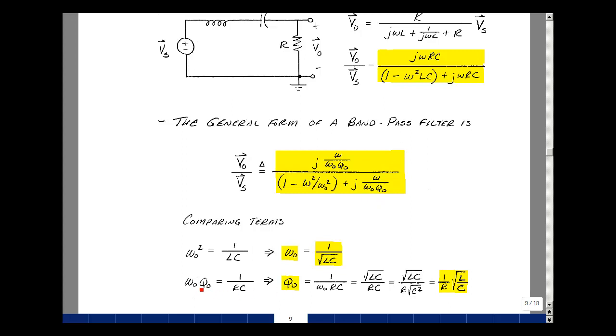It's going to be equal to 1 over omega naught RC, but omega naught is 1 over the square root of LC, and I could write this C here as the square root of C squared, bring this inside the radical, and so I've got 1 over R, square root of L, and then this C cancels with 1 here, so it's the square root of L over C. There are many circuits that make a bandpass filter. This particular one, the value of omega naught and Q naught depend upon our components, just like it would in any circuit.